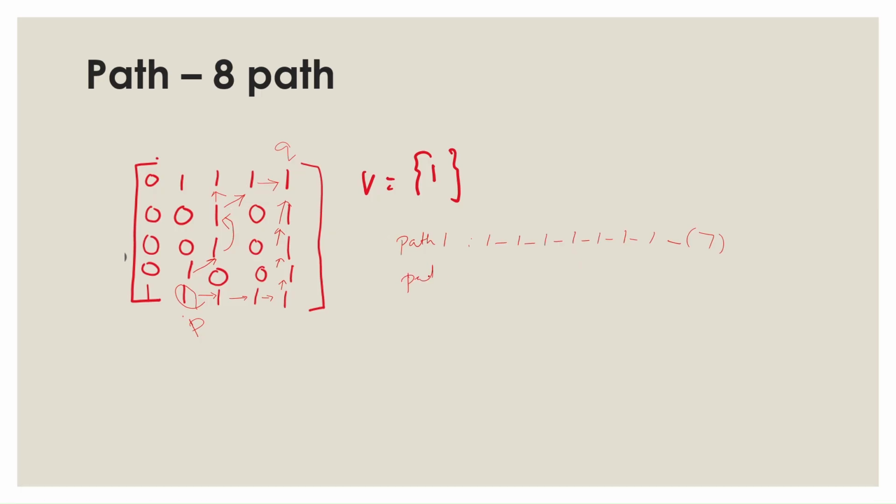So path 2 will be 6. Now let us take this path. So this will be 1, 2, 3, 4, 5, 6 and 7. So this will be 1, 2, 3, 4, 5, 6.